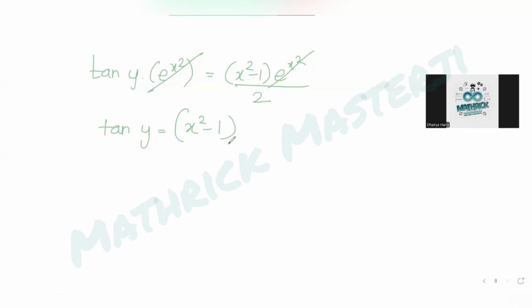So you get tan y e raised to x square equals x square minus 1 e raised to x square divided by 2. E raised to x square I cancel from both sides, so I get tan y equals x square minus 1 divided by 2.